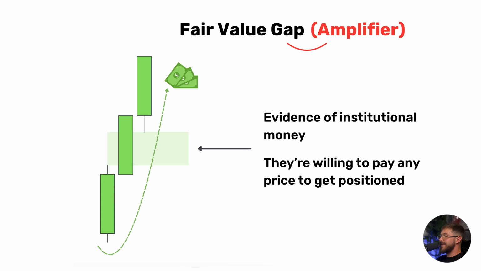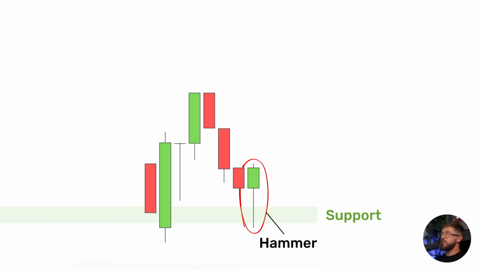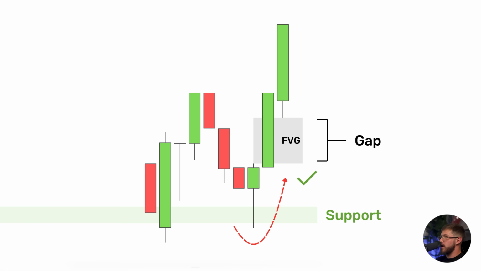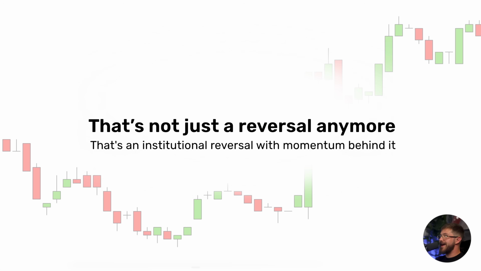Let me show you exactly how this works with some examples. Imagine you see a reversal candle forming at a major support level that's held multiple times before. That's already a good setup. It's showing you that the sellers tried to break the support, but the buyers defended it. But then the next candle leaves a fair value gap. And what does this tell you? Well, it tells you that the reversal isn't just working, it's working with such force that buyers are willing to gap the price higher rather than wait for better prices. That's not just a reversal anymore. That is an institutional reversal with serious momentum behind it.